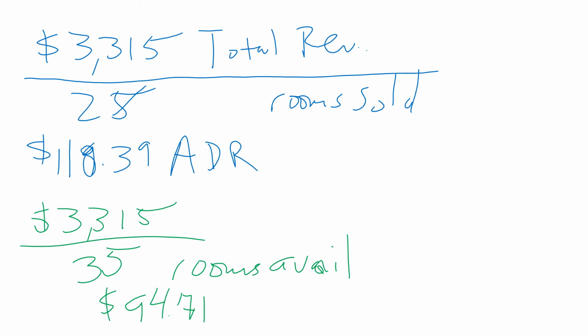When is the only time that revenue per available room and ADR are going to equal each other? If we're at 100% occupancy. If we're at 100% occupancy, that means we sold all our rooms, which means we're going to divide the total revenue by the same number. But other than that, even at 99.9% occupancy, our ADR is always going to be higher than our RevPAR. And so RevPAR is a good indicator because it allows us to compare ourselves to other hotels. It allows us to compare ourselves to our comp set.